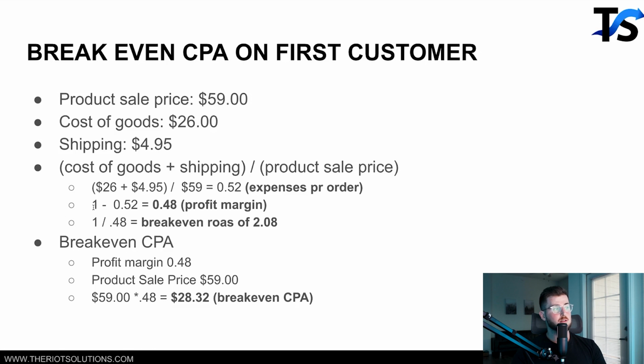Now we're gonna do 1 minus 0.52, which is gonna be 0.48, which is our profit margin, okay? You can also turn that 0.48 into a percentage. And now that's 48%, okay? 48% of every order we sell is profit for us, okay? Now we're gonna do 1 divided by 0.48, which will give us a break-even ROAS of 2.08, okay? Now we know our break-even ROAS, okay? That's what it's gonna take to basically break even on an order with Facebook ads, okay?